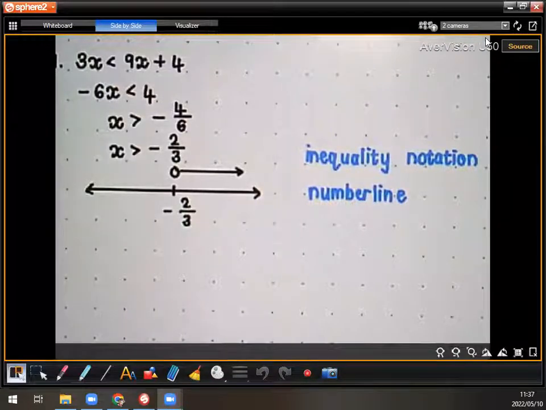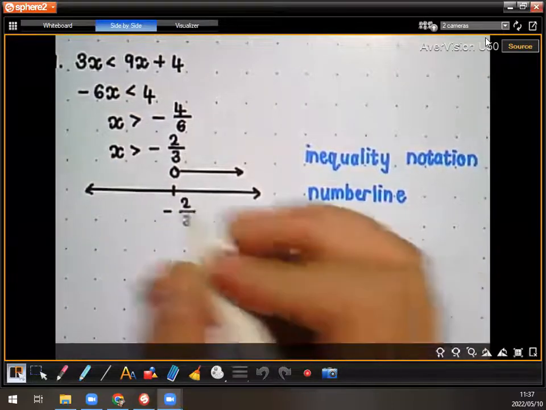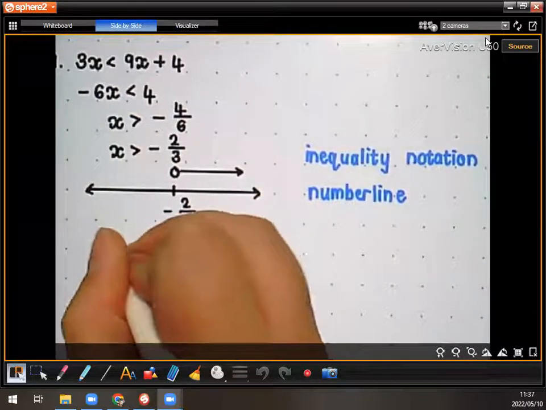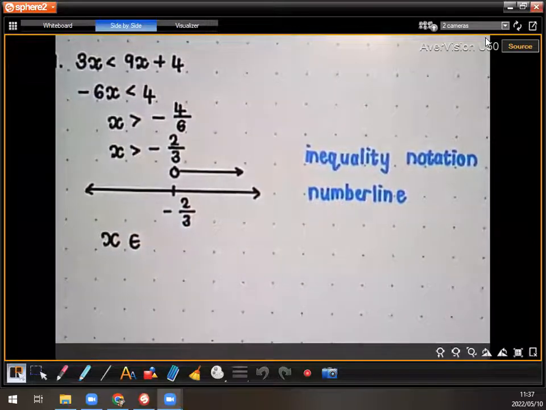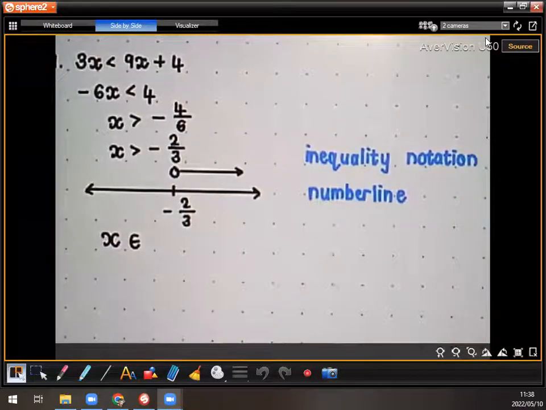So all those brackets, interval notation. You're going to say x is an element of. So guys, when you're using interval notation, you always have to put the smallest value first and then the biggest value last, right? It's like numerical order. So this is saying x must be bigger than -2/3.